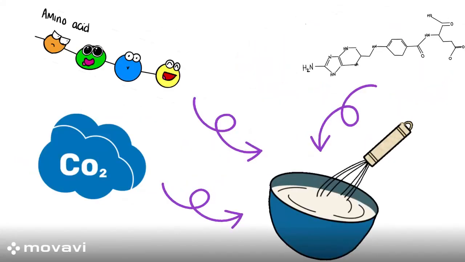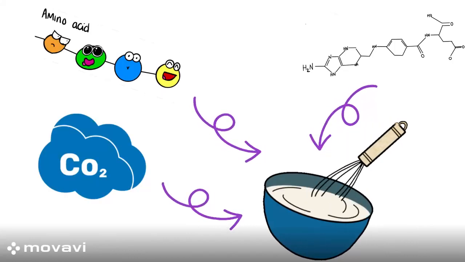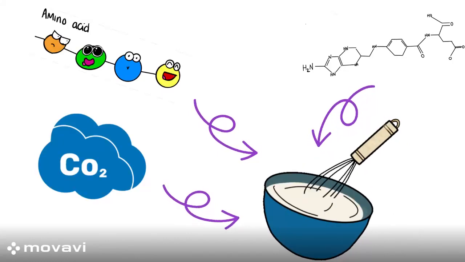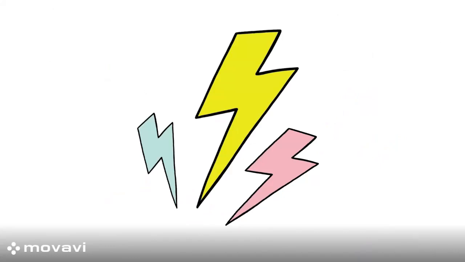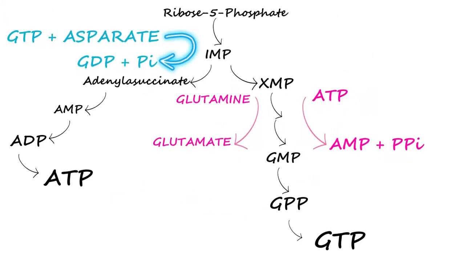Using PRPP, the de novo pathway enzymes build purine and pyrimidine nucleotides from scratch, using simple molecules such as CO2, amino acids, and tetrahydrofolate. This route of synthesis has a much higher energy requirement compared to salvage pathways. 5 out of the 12 steps of the de novo purine synthesis require hydrolysis of ATP or GTP.